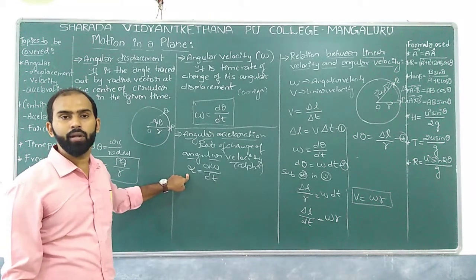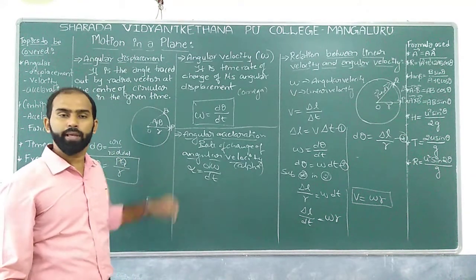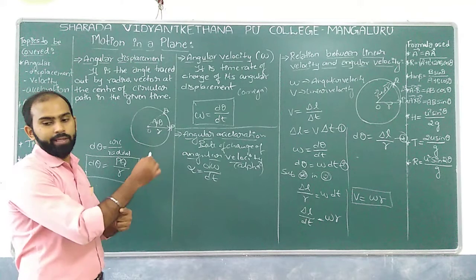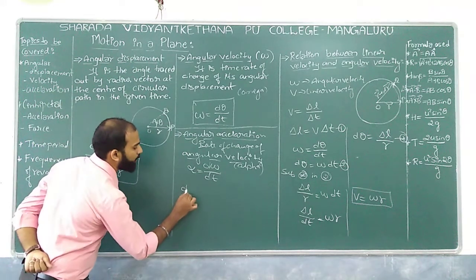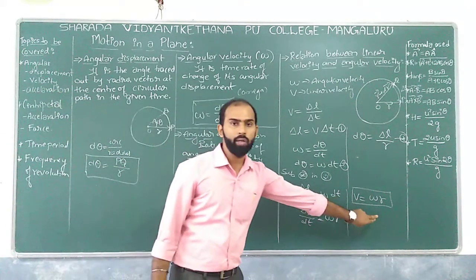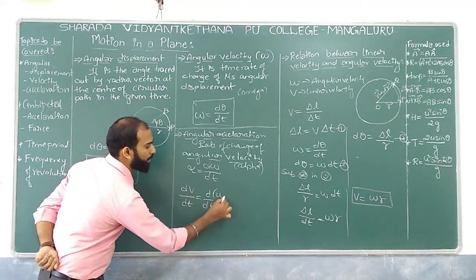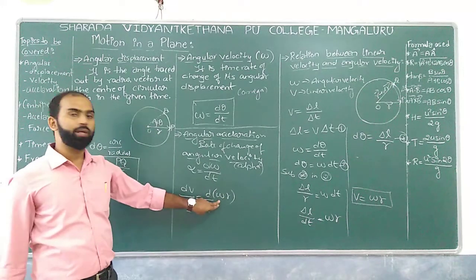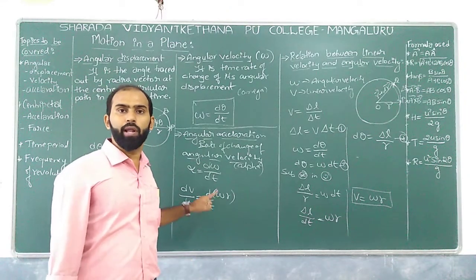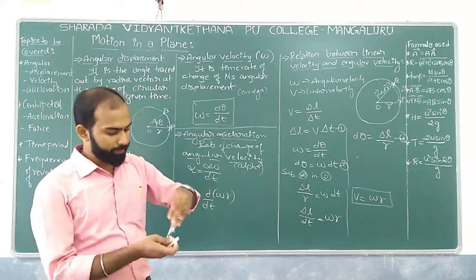So if you want to get the linear acceleration with respect to angular acceleration, we can go with the relation, that is dv by dt, which is equal to, what can we write? V can be rewritten as omega into R. So d by dt of omega into R. What quantity is varying with respect to time? Don't you think the velocity can be varied?